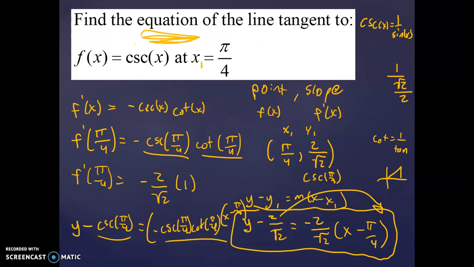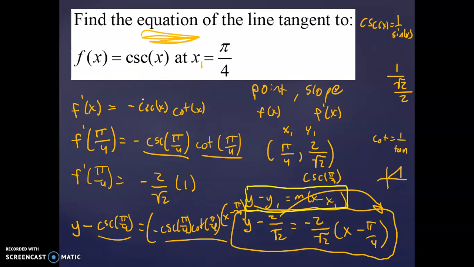Okay. The equation of a line tangent to a function. Anytime you're asked to find the equation of a line, make sure you're using point slope form. So point slope form is down here: y minus y1 equals m times x minus x1. You need a point and a slope. The point is going to come from the original function. The slope is going to come from the derivative. The derivative of f is f prime.